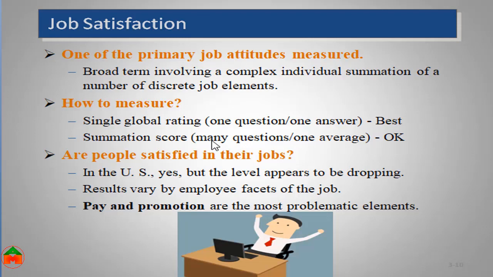The scale may be strongly disagree, neutral, agree, or strongly agree. If you use a single global rating, one question and one answer would be best. And if you use a summation score, many questions and one average, that is okay. That means to measure job satisfaction, you can use a single global rating or a summation score.